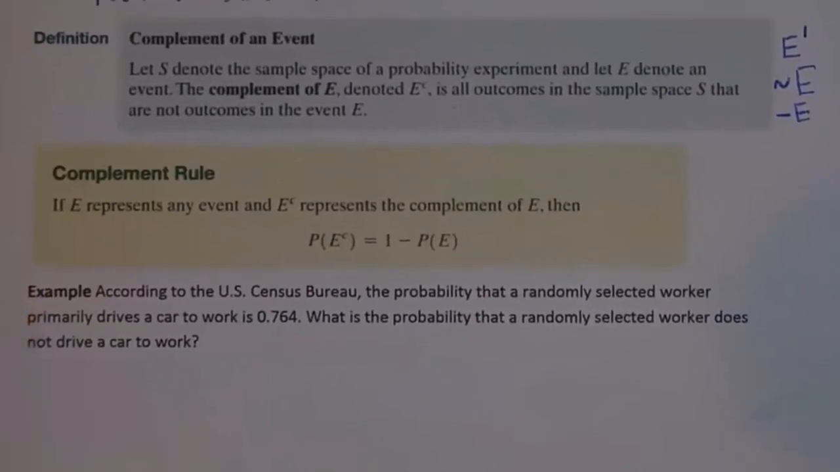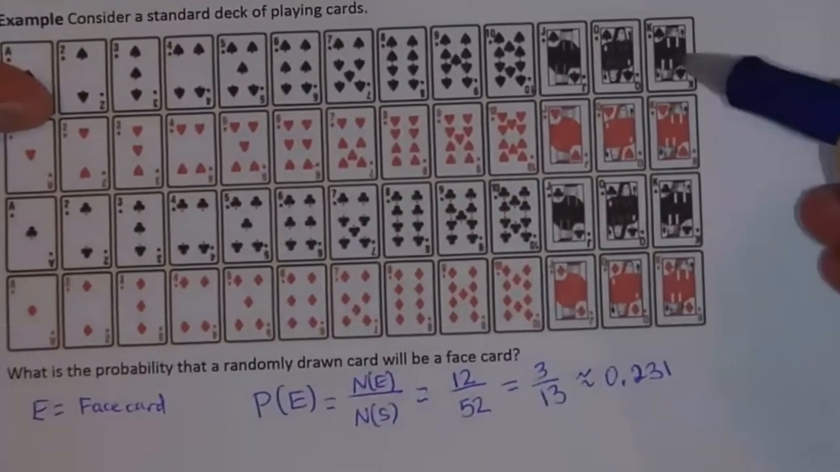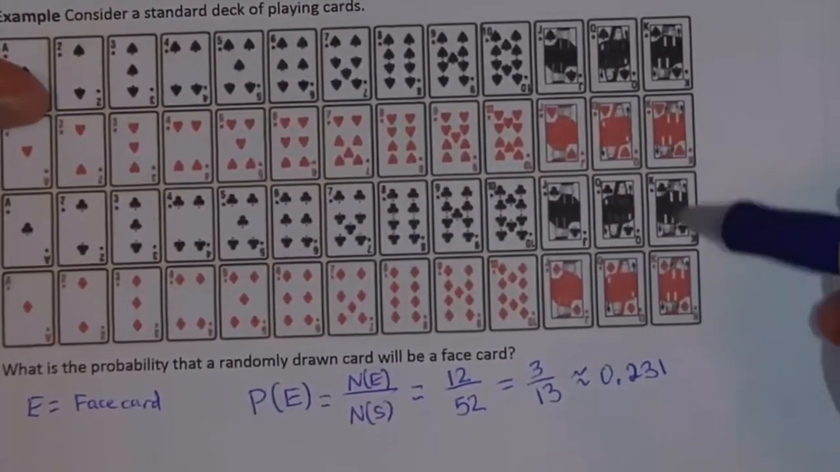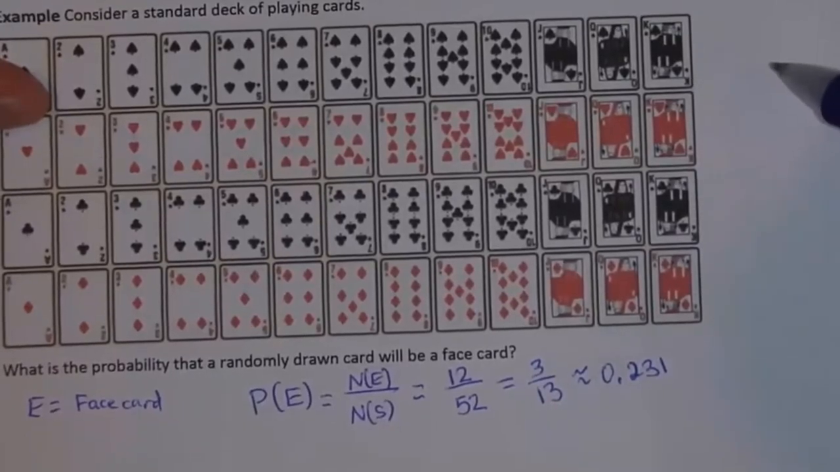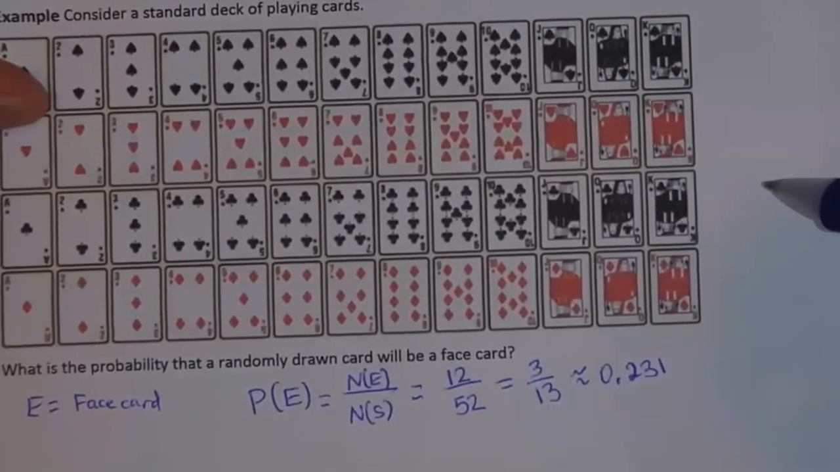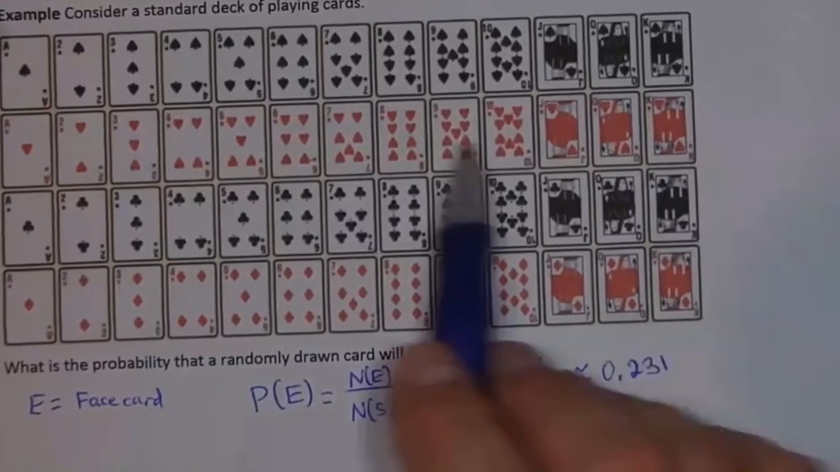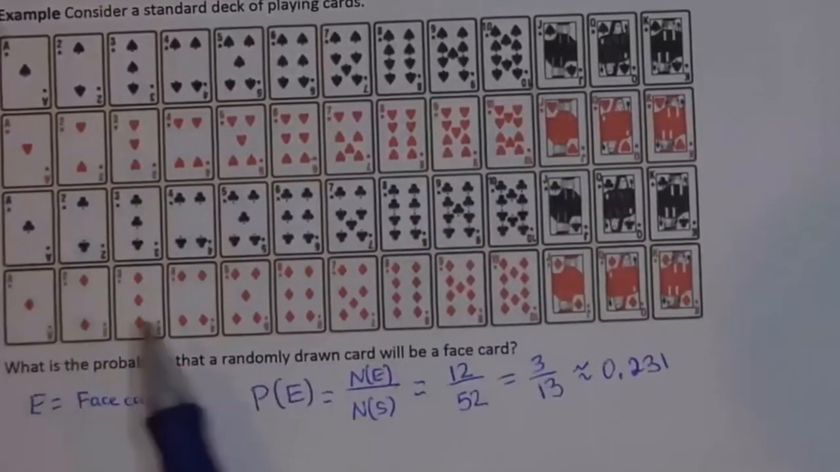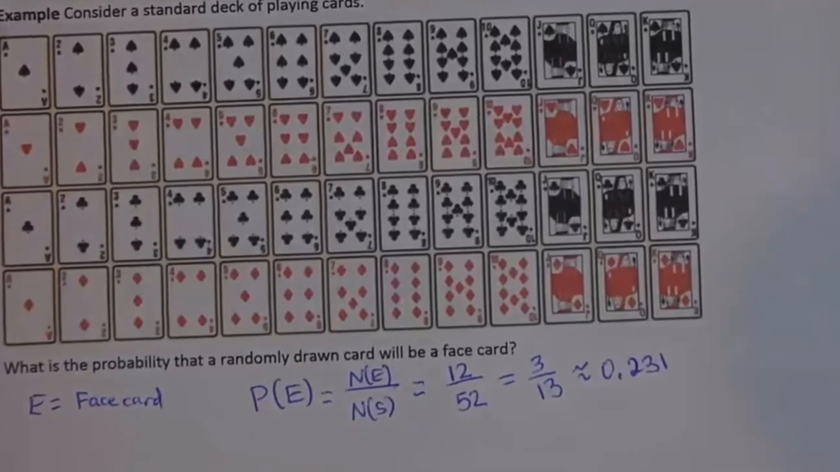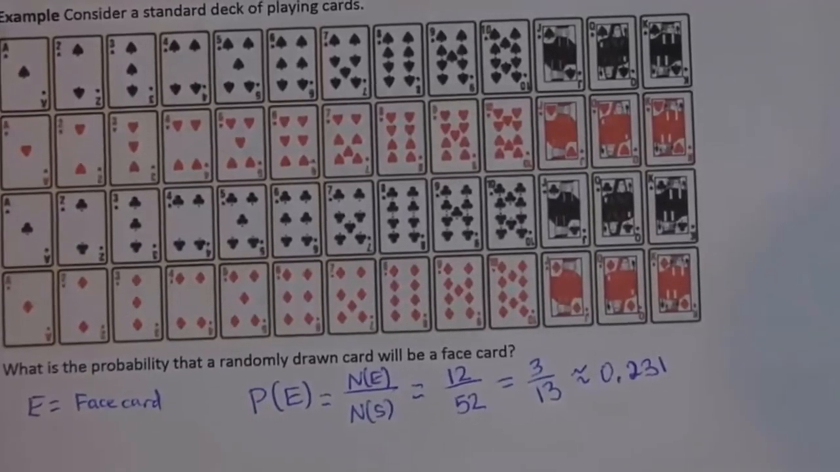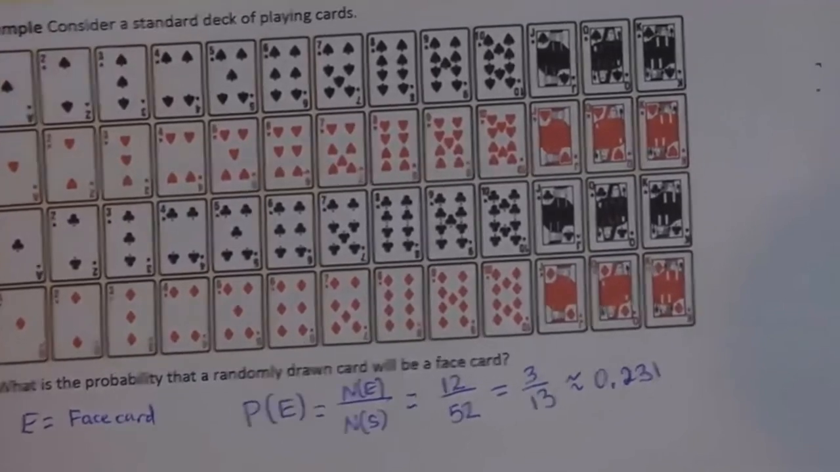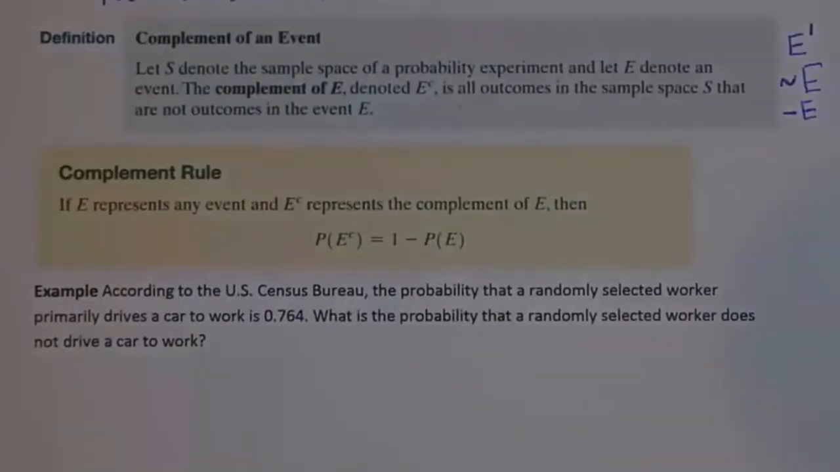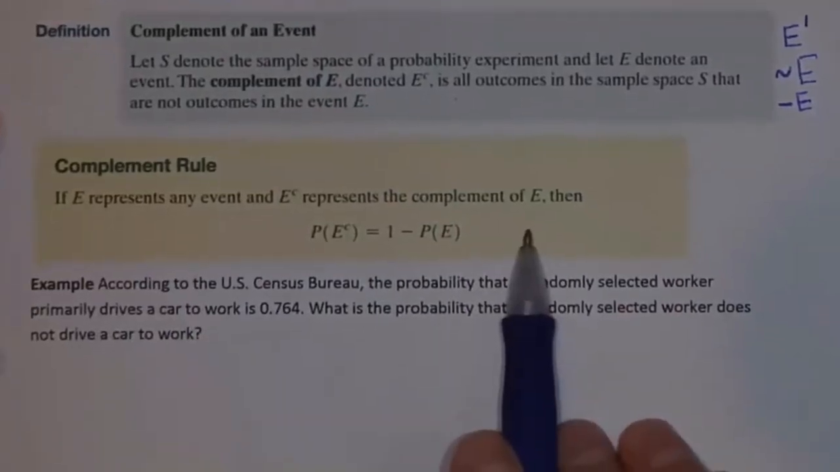Complement rule. Now, if you think about what I just said here, if event E is drawing out a king, then the probability of drawing out a king would be 4 out of 52. The probability of E would be 4 out of 52. The probability of E's complement would be the other 48 out of 52. So to make a long story short, if I add the probability of an event plus the probability of the event's complement, it has to add up to 1. And so that's what this is saying. This is called the complement rule.